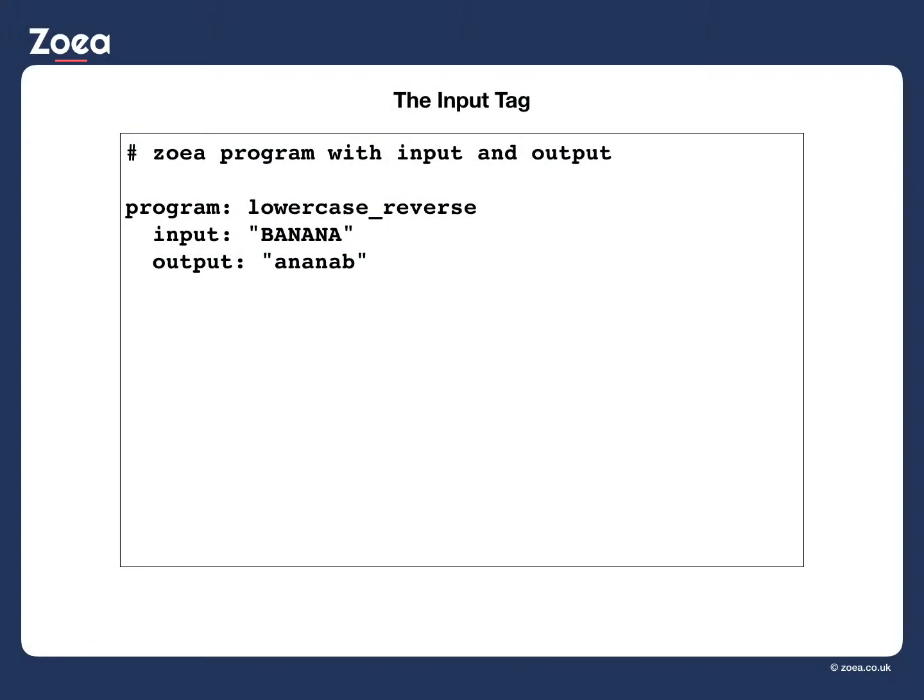Test case input is defined using the input tag. If the input and output of a test case are different, then Zoea will try to determine what code is required. In Zoea, all programs treat input and output as single values. If multiple input or output values are required, then these must be structured as an array or hashmap.